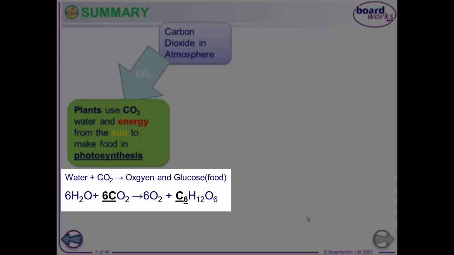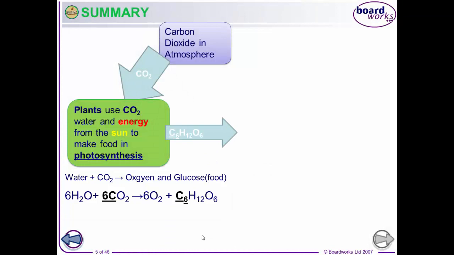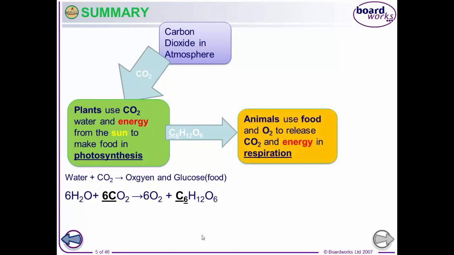Notice that the carbon here is in carbon dioxide. The carbon here is turned into glucose. So that's the first step. Second step, what happens to that glucose? Animals use the food and oxygen to release the carbon dioxide back into the atmosphere. And we do this because we need the food to produce energy.